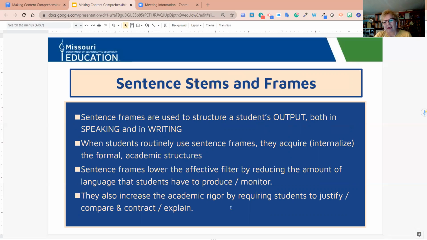But even some of my more advanced students would ask for sentence frames or stems to get them started. So it's a good help for them. And it also will increase the rigor, because you're giving them more formal speech and a more formal way of putting the words together. And they like it because it makes them sound smarter. And that improves their affective filter as well, because it makes them feel good about what they're doing and that they can do what the other students are doing.